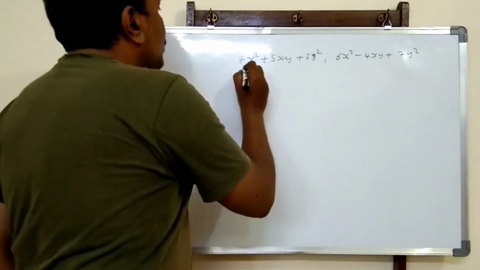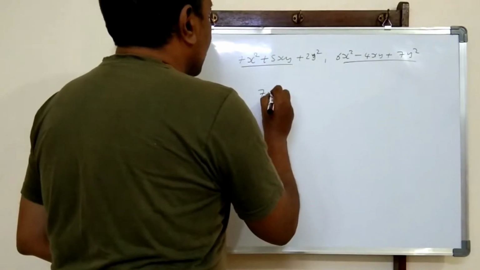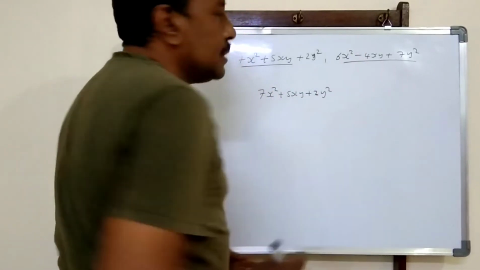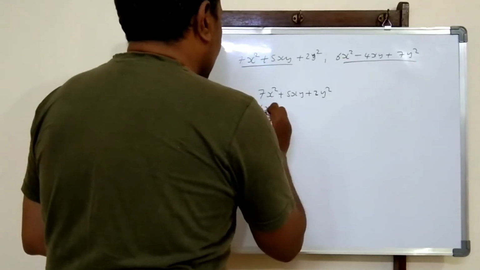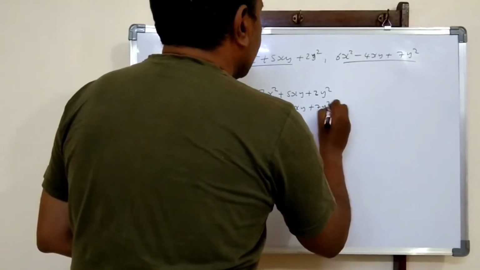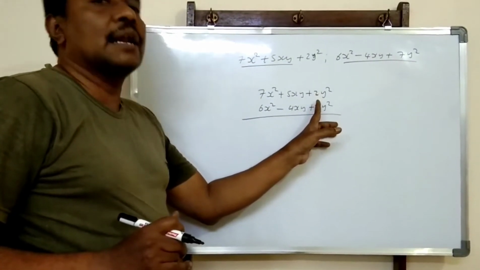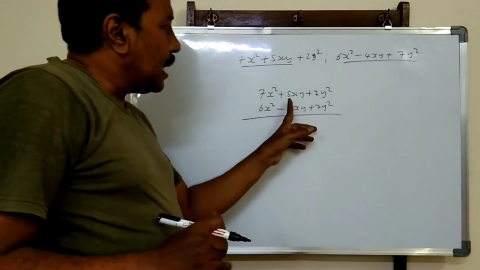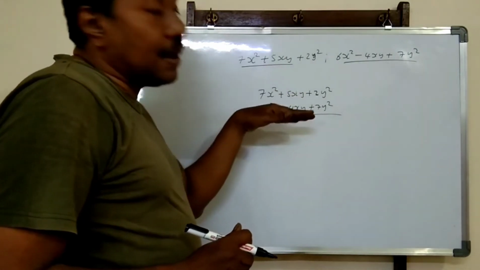I am going to add these two expressions. First of all, take 7x square plus 5xy plus 2y square. Underneath, you arrange the second expression: 6x square under 7x square, minus 4xy, plus 7y square. Here we have to see that like terms are arranged under like terms: 2y square and 7y square, 5xy and 4xy, 7x square and 6x square. In this way you have to arrange.